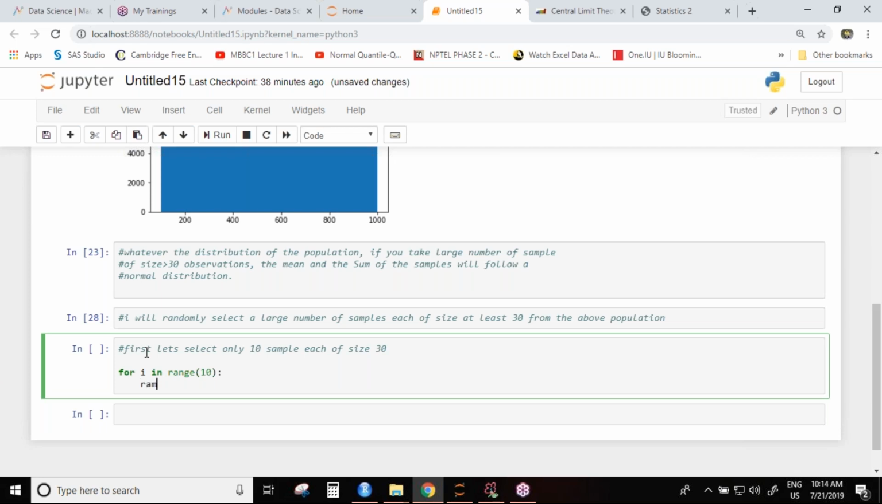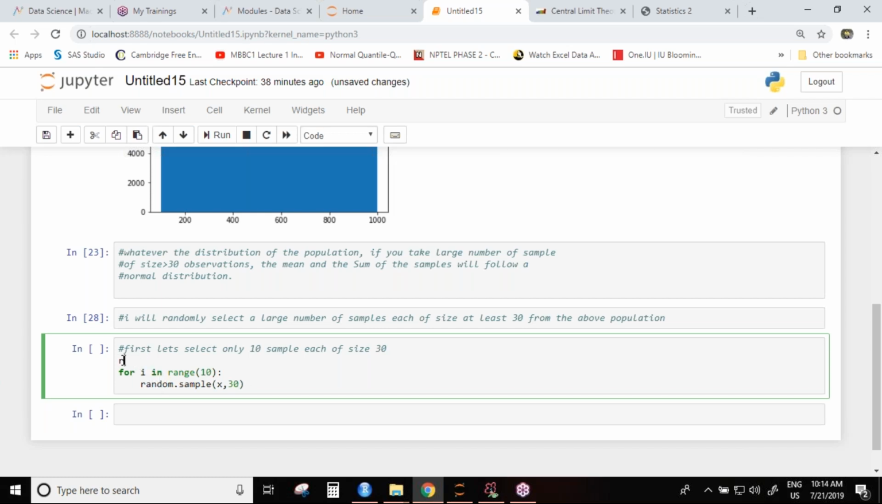I will use random.sample, and then I will write my population, which is x. X is my population, and how many numbers do I want to select from here? Of size 30. So I'll give 30 here.